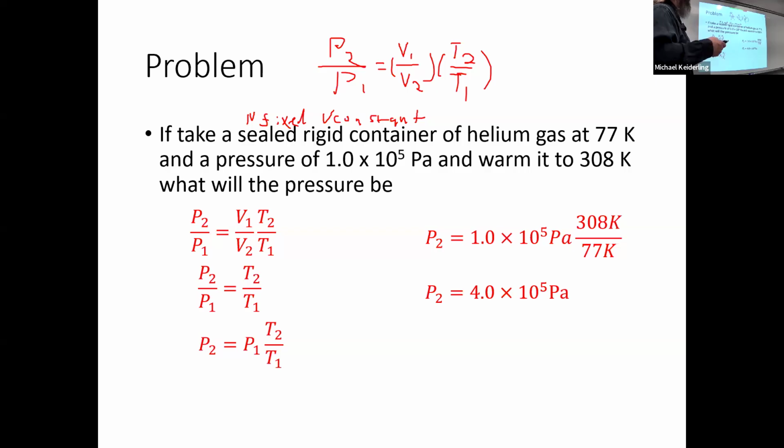308 over 77 is 4. So P2 is 4 times 10 to the 5th pascals. And this is another one where you need to make sure you're using the right units. If it's asking about pressure, it's going to be whatever pressure units were given in the problem, because there's like a billion of them.